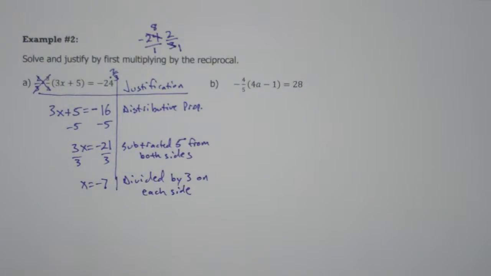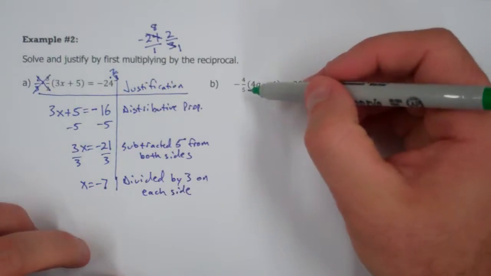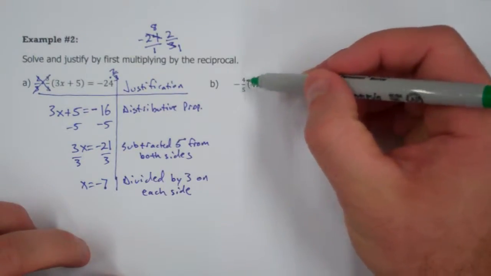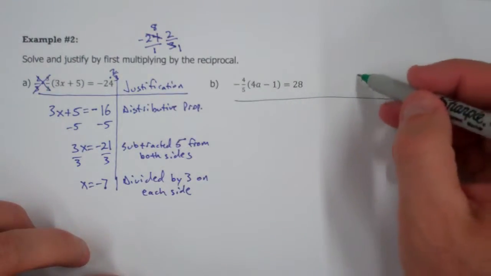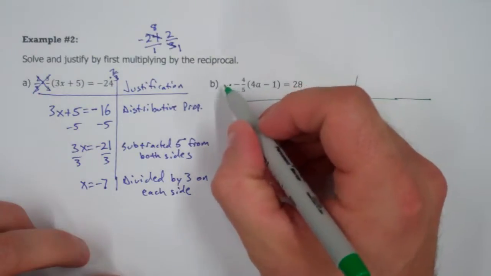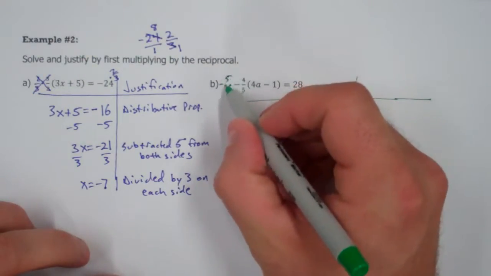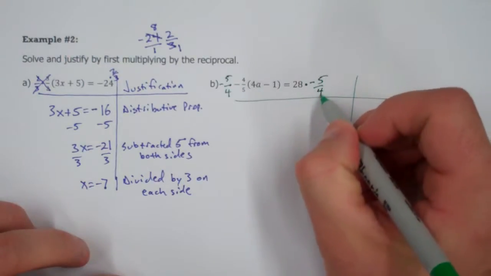We'll try to use a different color here for B. We'll do the same thing. So remember that a reciprocal, that's just where you take the numerator and denominator and those switch positions. The sign needs to stay. We'll justify over here on the right hand side. So we'll multiply by negative 5 over 4. And what you do to one side you need to do to the other side as well.